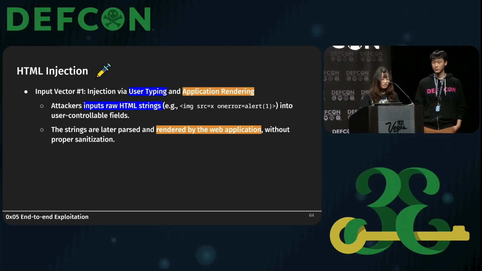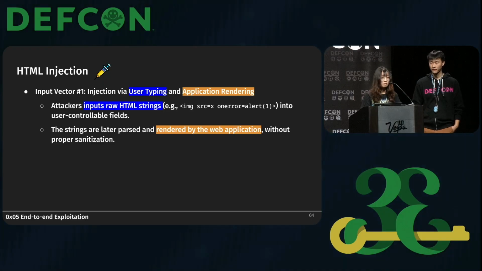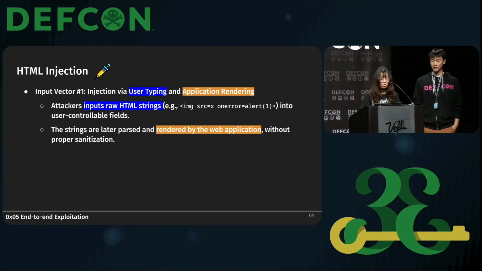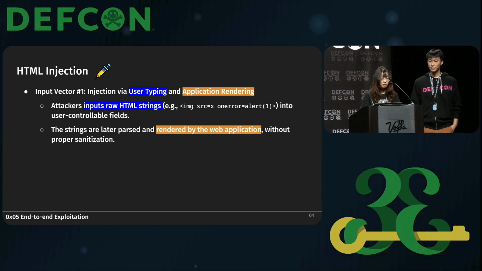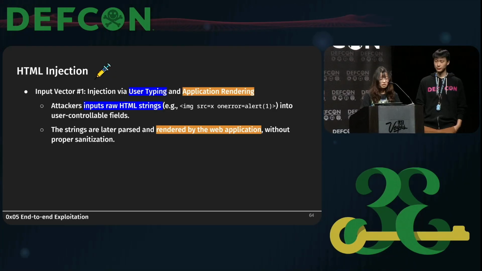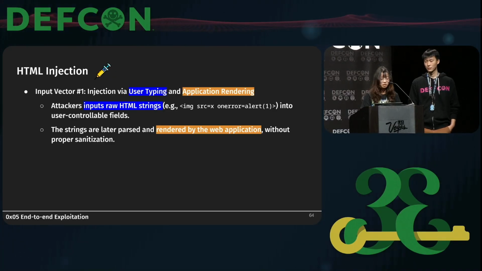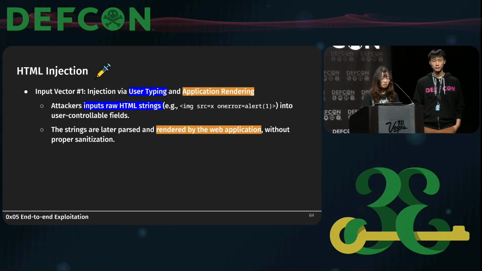The first case is easy to understand. The attacker might input some raw HTML strings, such as an image tag with src equals x and onerror equals alert(1), into some user-controllable fields. And then those strings are later parsed and rendered by the web application without proper sanitization.